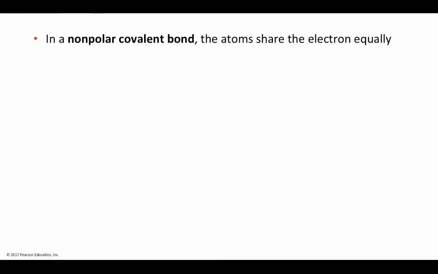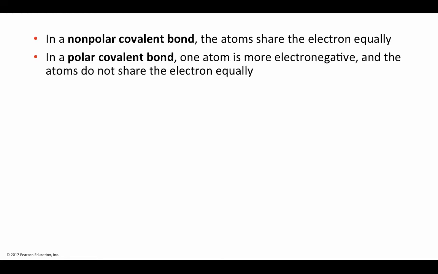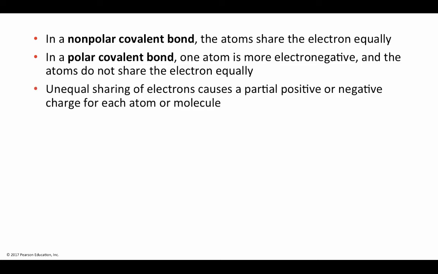So in a nonpolar covalent bond, the atoms share the electrons equally. So this is going to be more of an equal pull. Think of two people that are pretty much just as strong as the other pulling on a rope in a tug-of-war, and the rope's not going to go anywhere, right? In a polar covalent bond, one of the atoms in this bond is going to be more electronegative. The atoms are not going to share the electrons equally, and there's going to be this partial negative charge on the more electronegative atom. So we've gone over this. Unequal sharing of electrons causes that partial positive or negative charge for each atom or molecule.